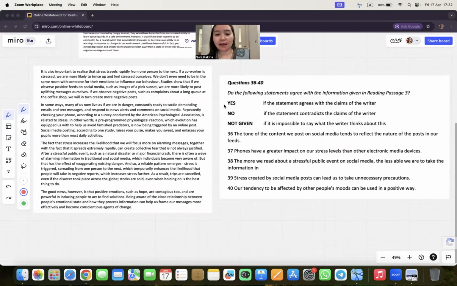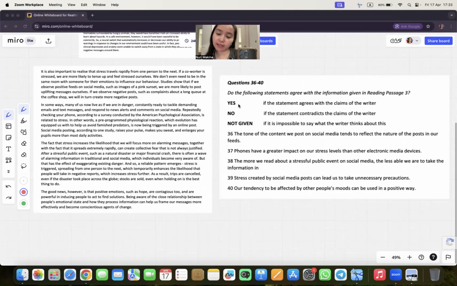And the most important thing when we are talking about yes, no, not given questions is to write down the words yes and no. Don't write true or false, because you have to follow the instructions. The IELTS examiners are expecting you to follow these instructions, so you have to make sure that you are writing the correct word for the answer, okay? That's the most important thing.